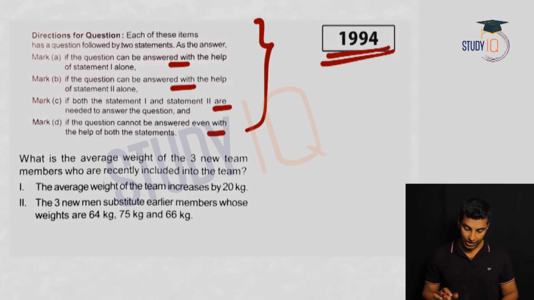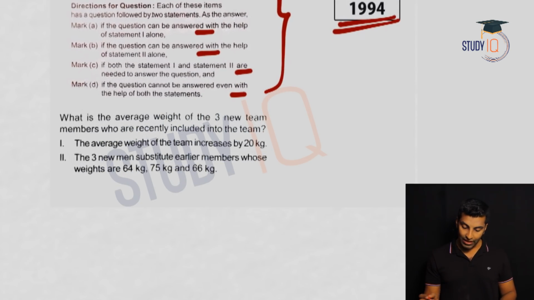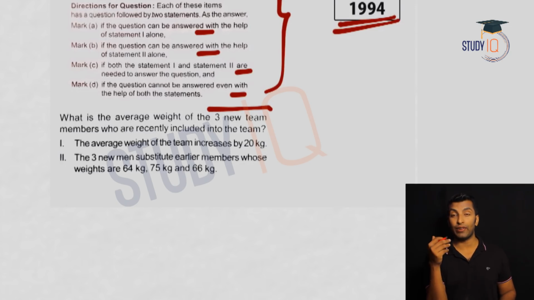So let me start off with this question. What are they asking us? What is the average weight of the 3 new team members who were recently included into the team? Okay, now let's look at the first statement. The first statement is the average weight of the team increases by 20 kg. Okay, so the average weight of the team increased by 20 kg.